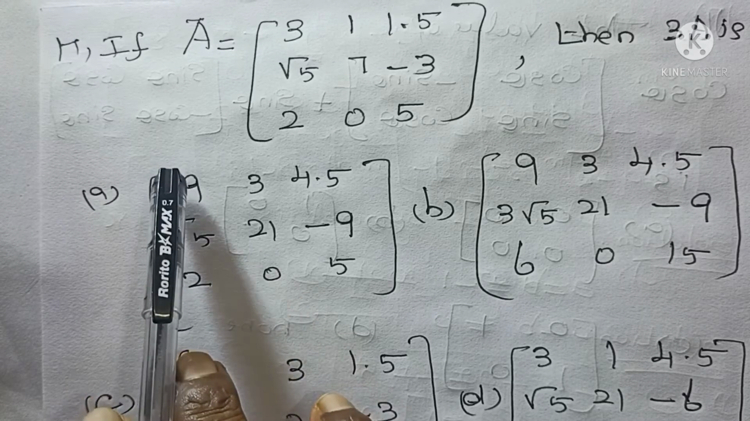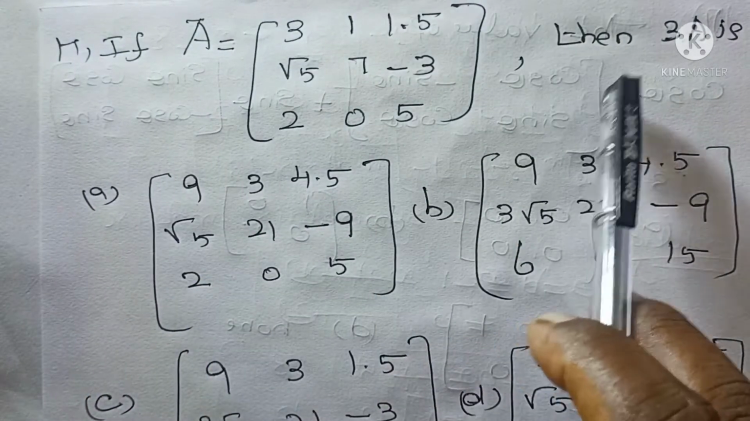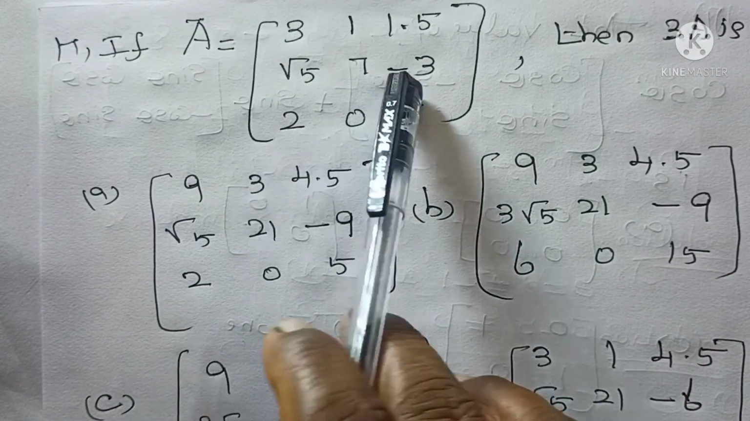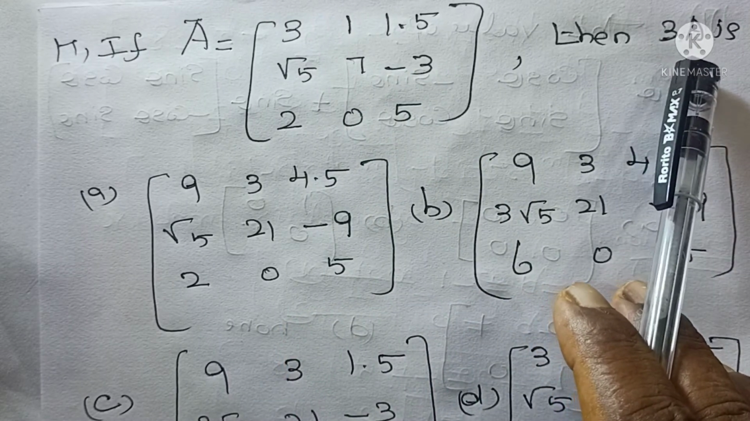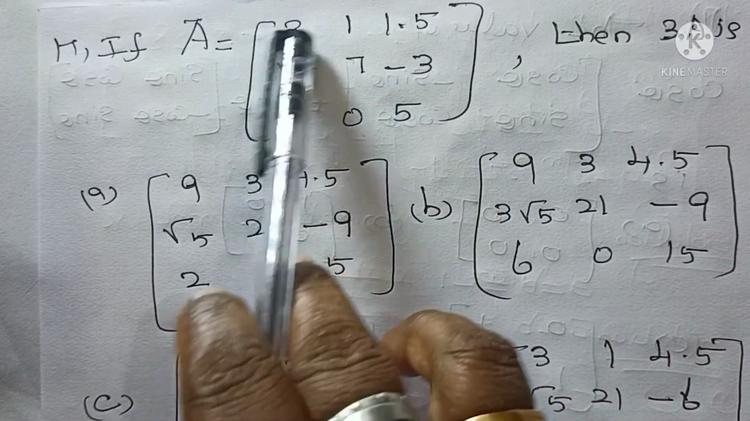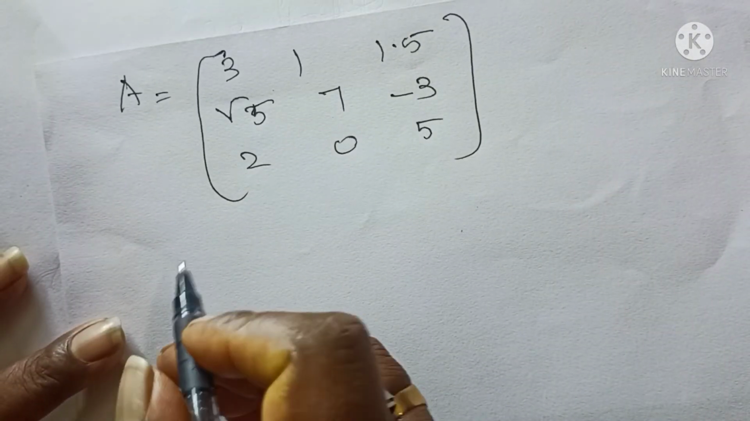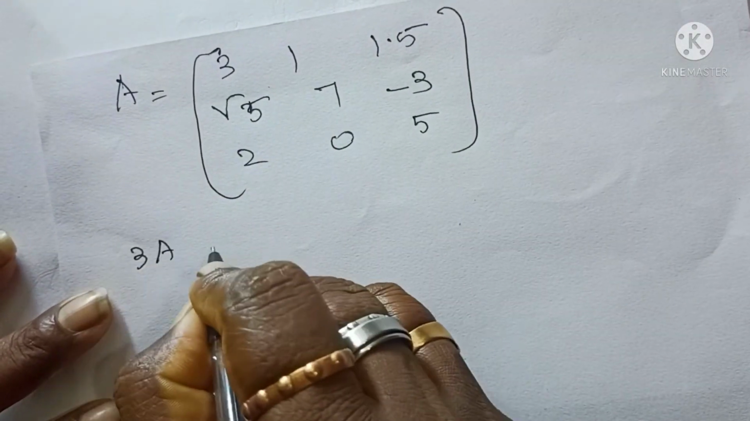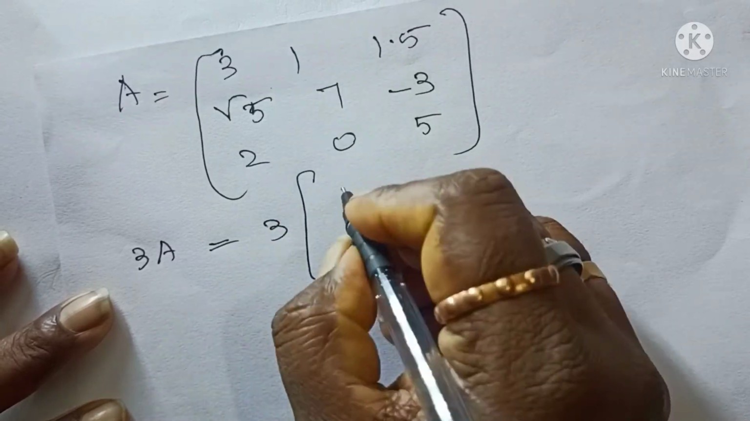Next move on to the 17th question. If A is equal to this one, we have to find 3A. A they have given, then we have to find 3A. 3A means you have to multiply 3 with all the numbers, that's it. So 3A is equal to 3 into this matrix.